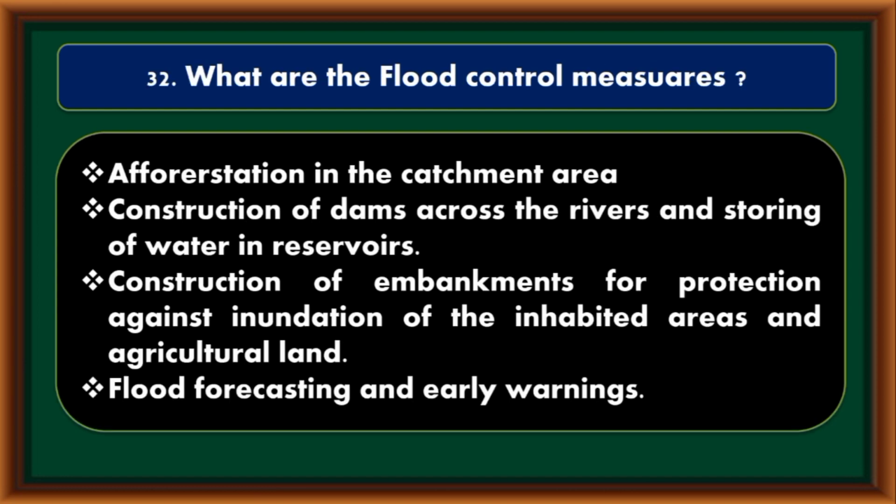What are the flood control measures? Afforestation in the catchment area, construction of dams across the rivers and storing of water in reservoirs, construction of embankments for protection against inundation of the inhabited areas and agricultural land, flood forecasting and early warnings.